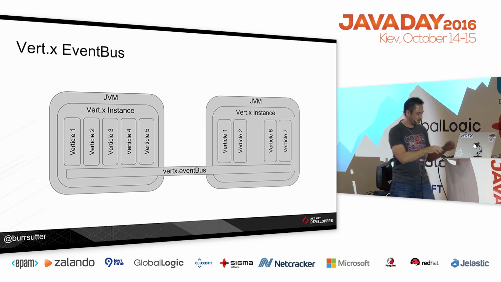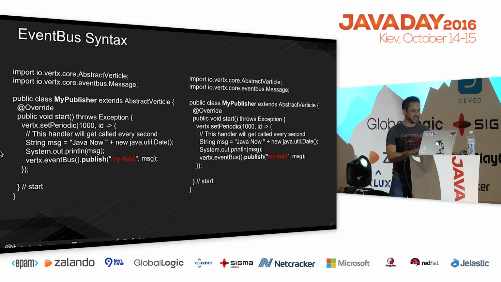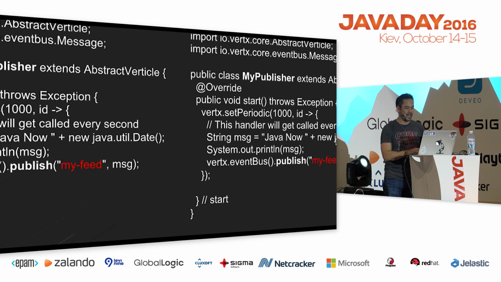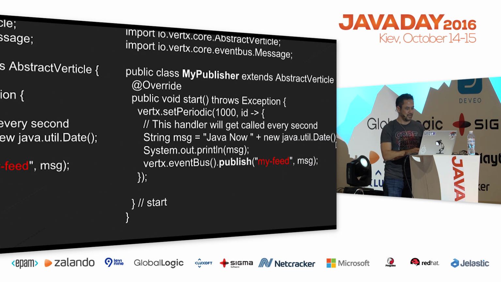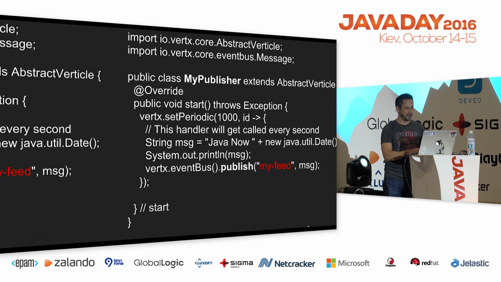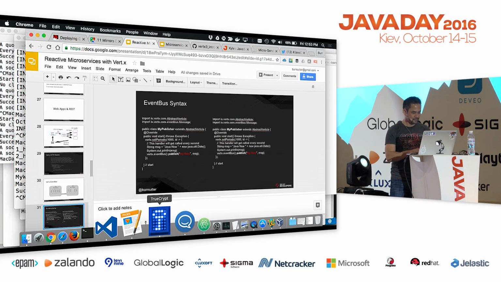In the case of the Vert.x event bus, this is what the basic syntax looks like. Here's what the publisher looks like. Right here, Vert.x event bus publish, and the name of the feed, the name of this channel, if you will. It's nothing more than a string, and you can define what that means, and that is basically how you would publish something out. So in this case, my feed and the message. I have the publisher in here twice. I was trying to put the consumer code in there, and I did not. Let's actually go look at it, though.